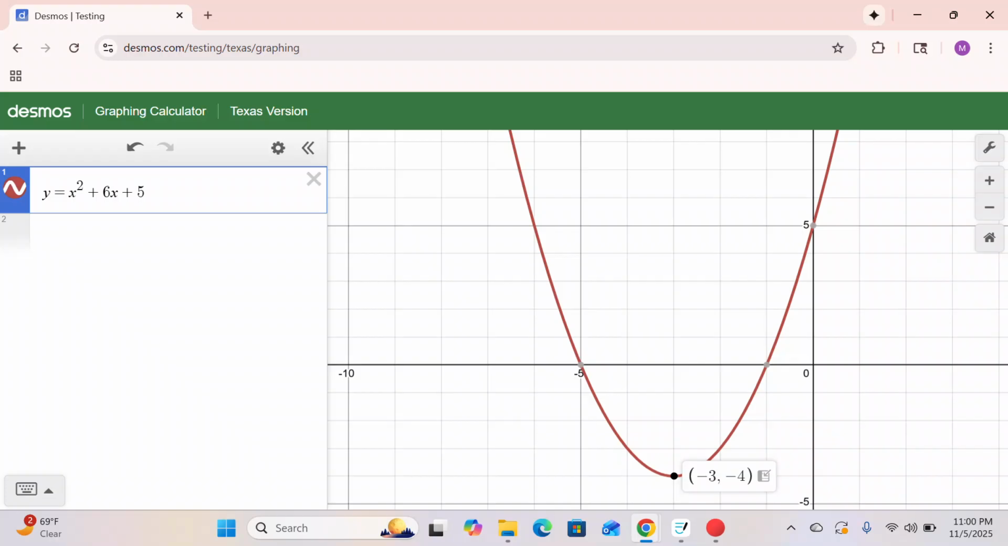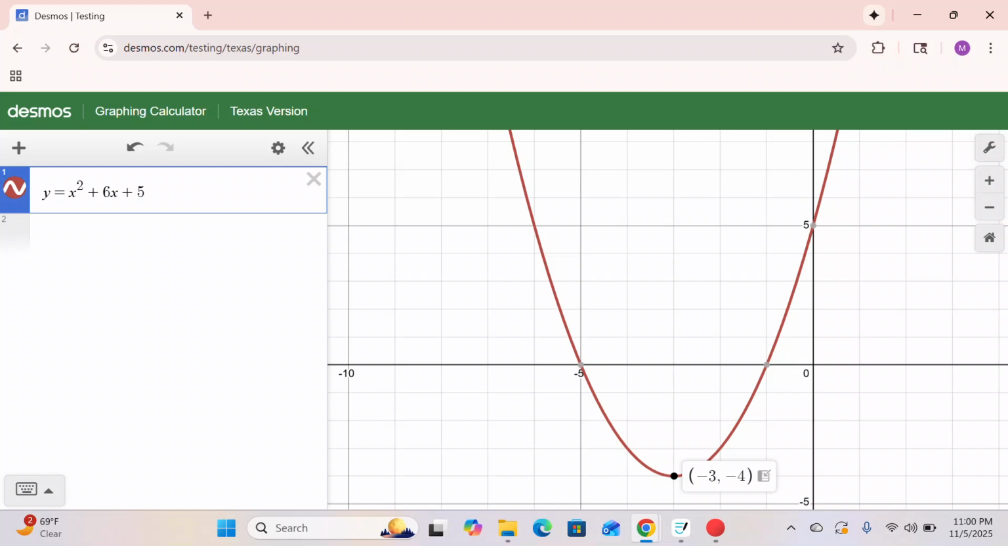Now, if you were doing a mountain and the vertex was at the very, very top, then that would be called a maximum. But for this one, we are seeing that the minimum, which is a vertex, is -3, -4. Now, if I asked you, well, what are my zeros? What are my x-intercepts? How many x-intercepts does this quadratic have? Well, the x-intercepts, there's 2 of them.